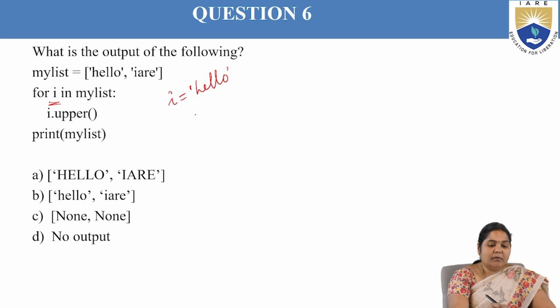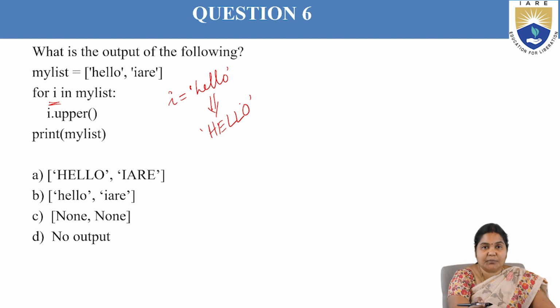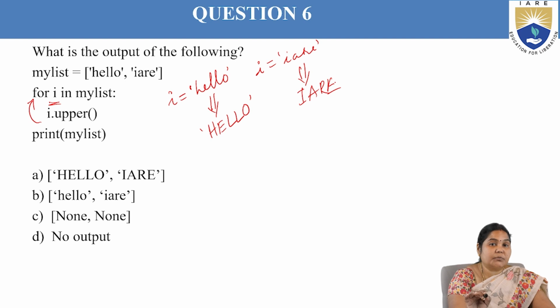Now internally it is converted into uppercase, but you are not storing it anywhere. Again, similar to the question we have discussed, it is not going to be stored. So the second time i value becomes IARE, the second string. It is internally converted, but you are not storing it anywhere. You are not appending into another list also.